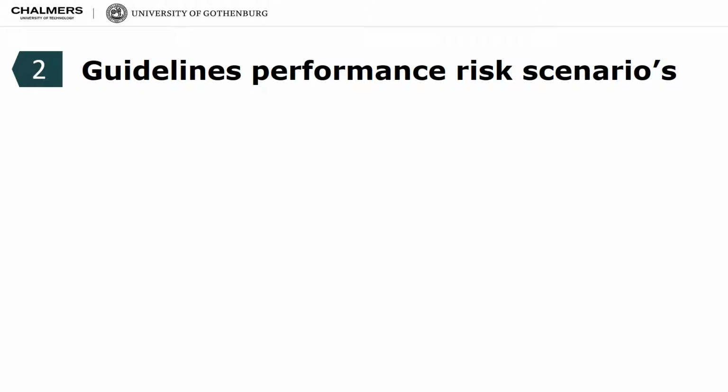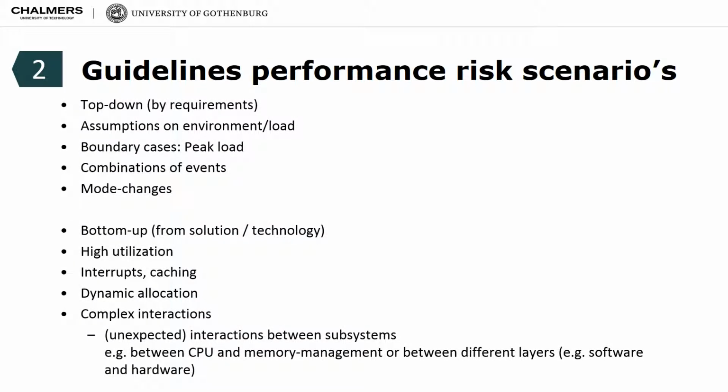This slide lists some heuristics for thinking of risk scenarios for performance. This is the second step in the performance process. One can start thinking top-down or more bottom-up. Top-down approach would be by start thinking about assumptions on the environment, how realistic they are, or one can look into boundary cases or extreme cases. And another good way of thinking of complicated situations is by thinking of combinations or event or mode changes.